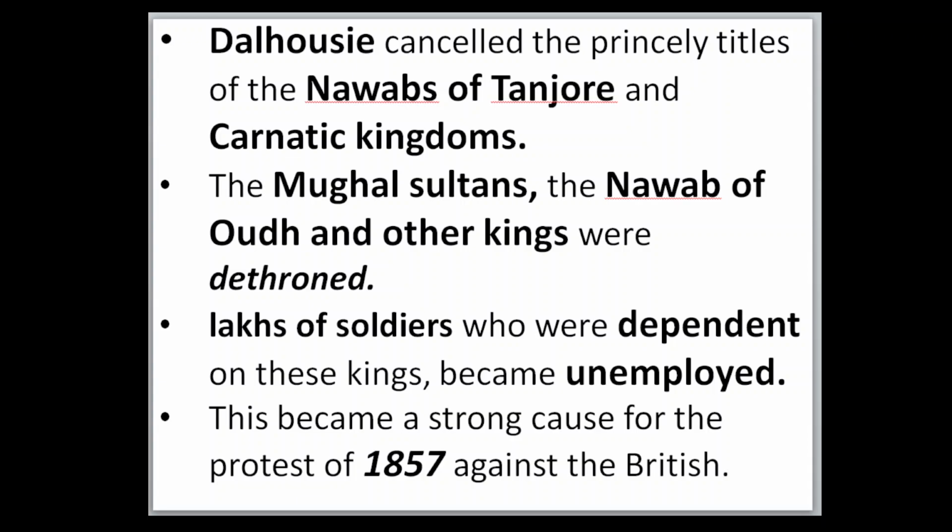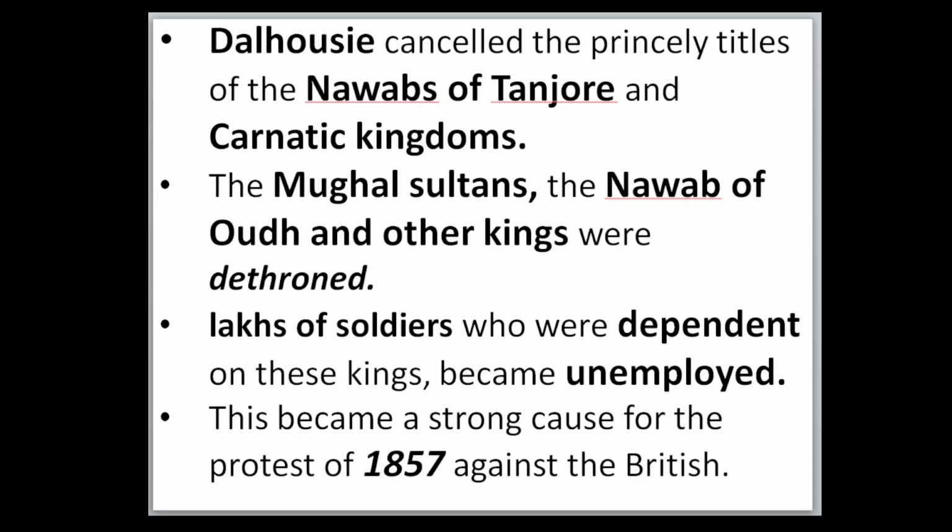Dethroned means Dalhousie was not going to allow them to become the sultans, because these all were adopted by their fathers. They are not original sons. They were adopted by the sultans before he died. So he was not going to allow them to become the king.